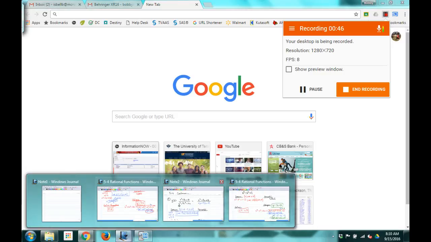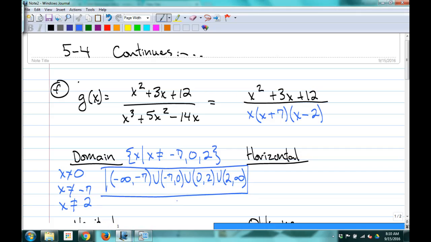Okay, so interval notation for that: from -infinity up to -7, union with -7 up to 0, union from 0 to 2, union from 2 to infinity, all that. So that's a pretty ugly domain piece there, but not too bad.